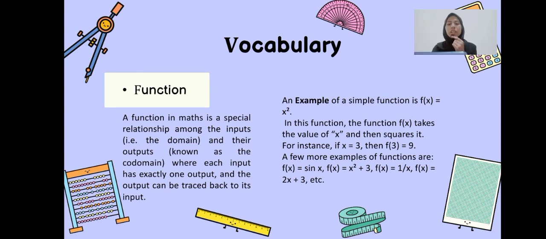Next is function. What is a function? A function in math is a special relationship between the inputs, or domain, and their outputs, or what we know as the codomain, where each input has exactly one output and the output can be traced back to its input. The example of a simple function is f(x) equals x squared. That is the simple example of a function, and there are still a lot of examples like what you guys saw in my presentation, but I think I can skip them as long as we already understand what a function is.